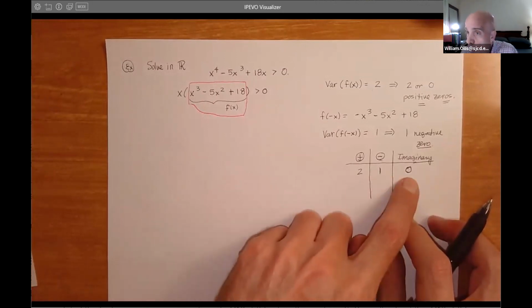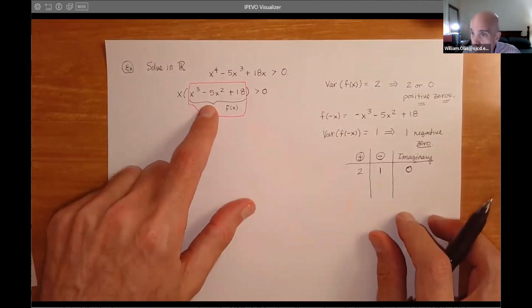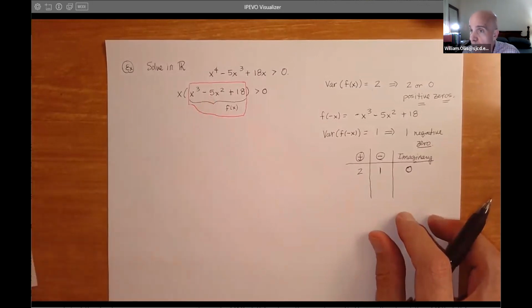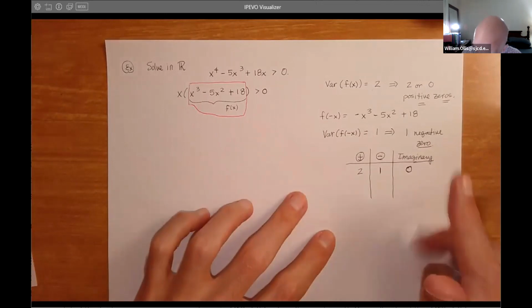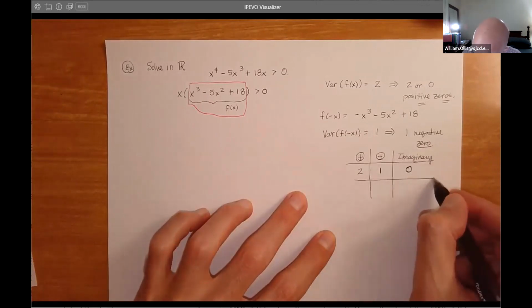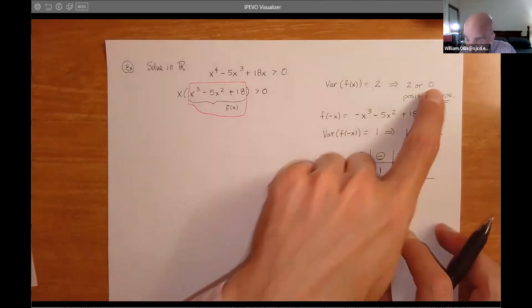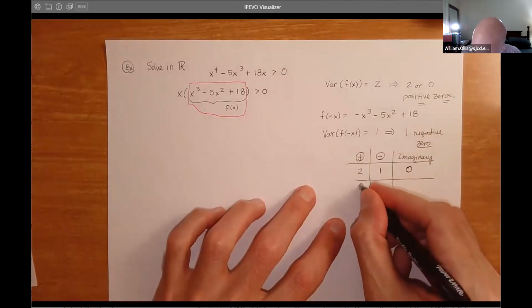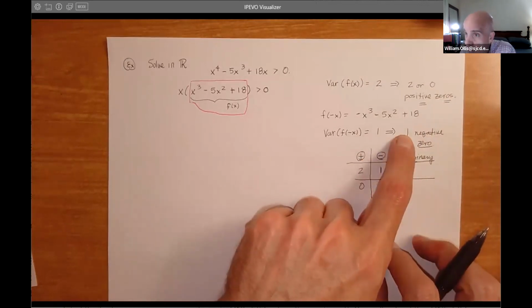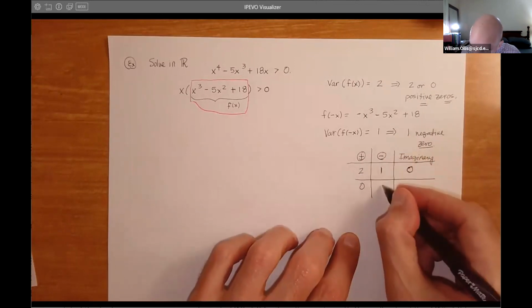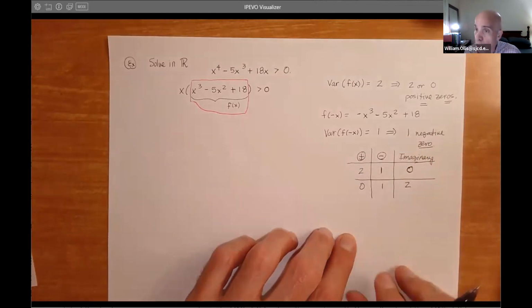Notice we couldn't have a 1 over here because for real polynomials, we know that the imaginary zeros occur in conjugate pairs. So we couldn't do just 1 imaginary. That won't work theoretically. Or let's go here. Say we have the 0. Well, then the only possibility for the negative zeros here is 1, and then that would mean 2 imaginary.